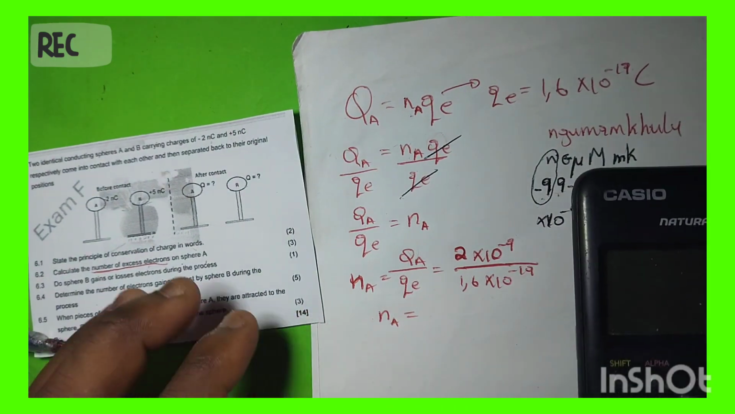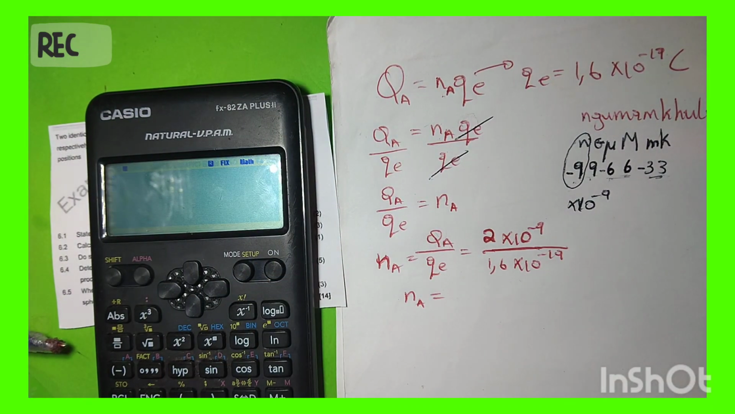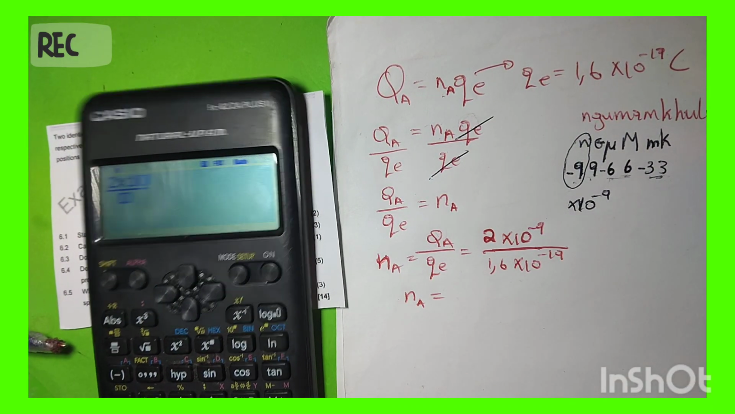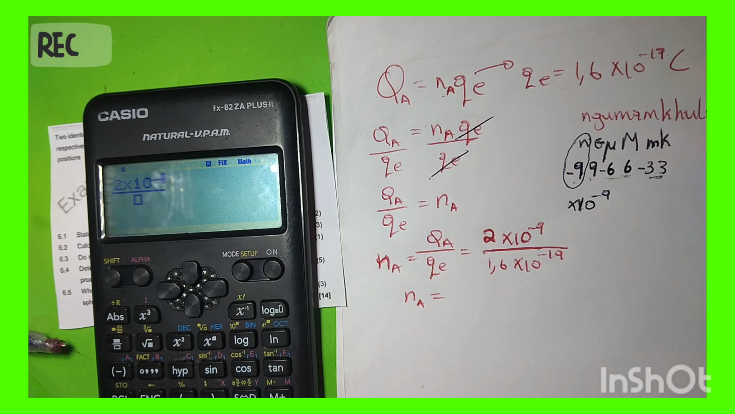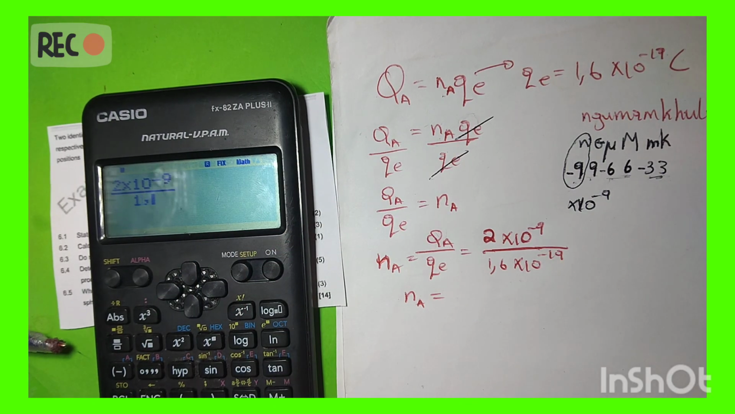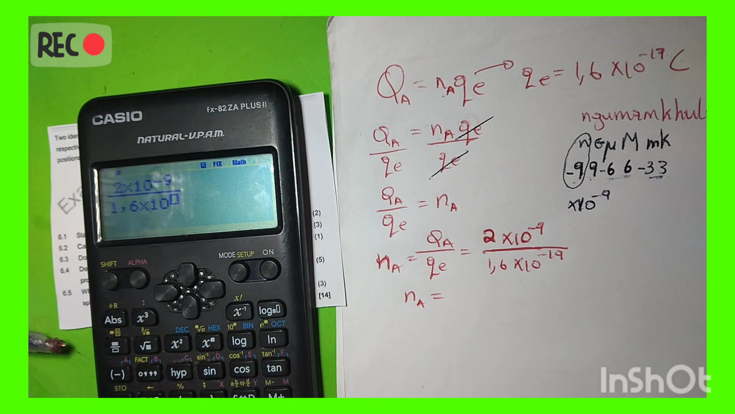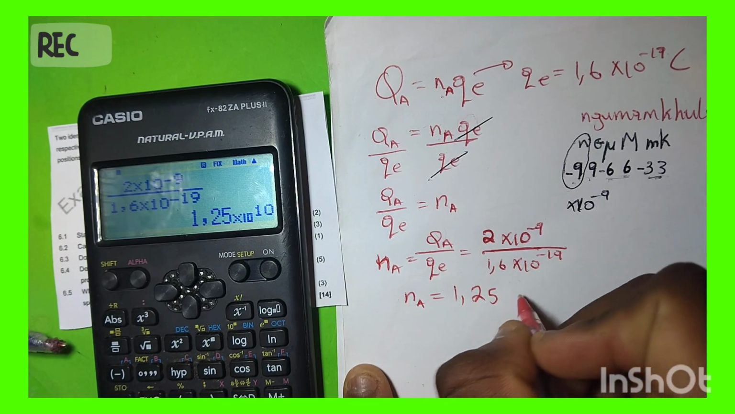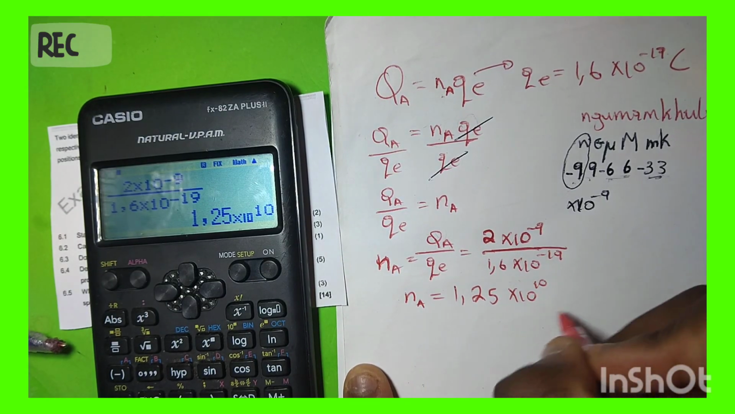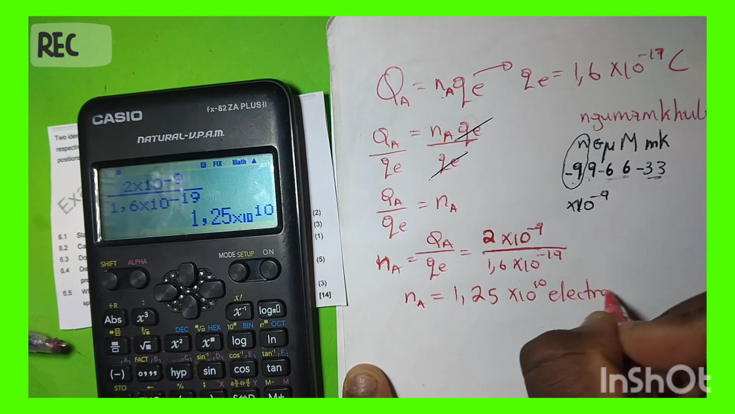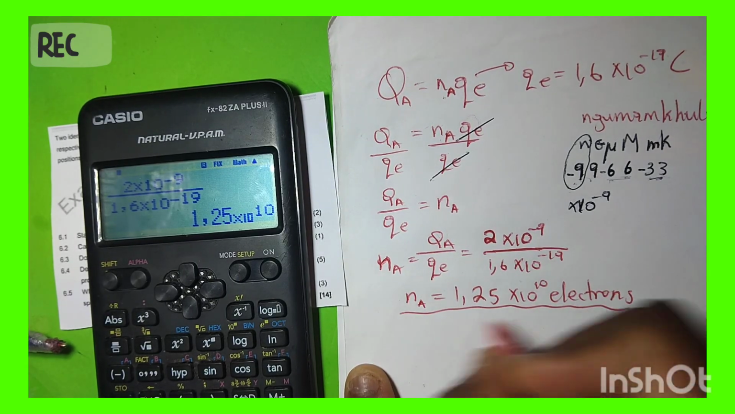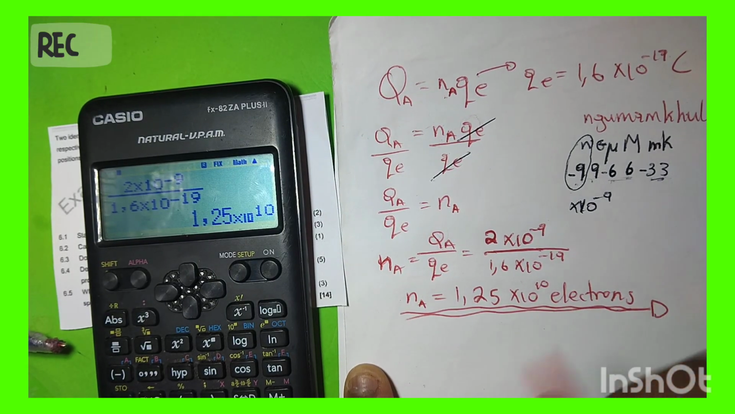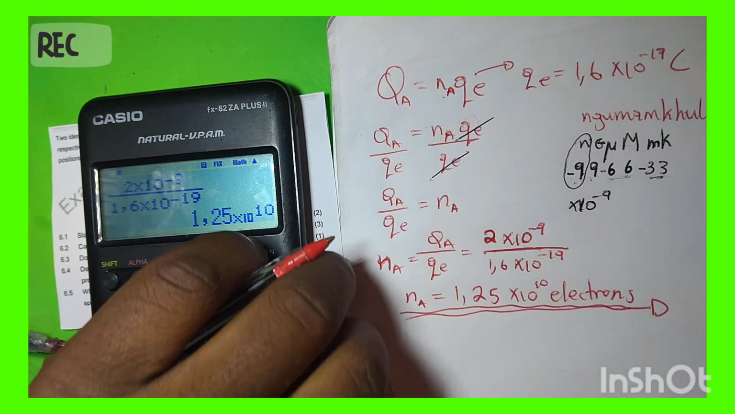You will press that on your calculator. This is how you'll press it. Today, guys, I just came with a black calculator. So divide this, and multiply that by the exponent. This is what I get, which is 1.25 multiplied by 10 to the power 10 electrons. Those are the excess number of electrons for charge A.